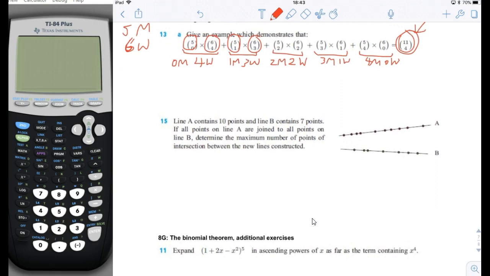Okay, all right. 15. Line A contains 10 points, line B contains 7 points. If all the points on line A are joined to all the points on line B, determine the maximum number of points of intersection between the new lines constructed.